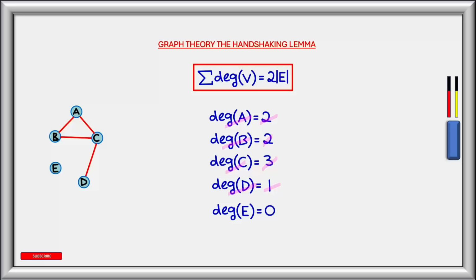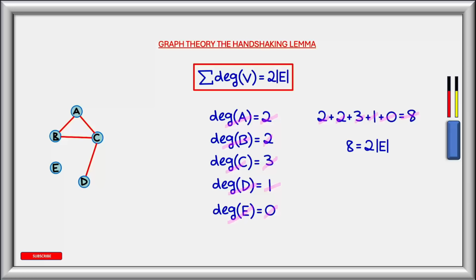And server E is sitting in the corner and it's not connected to any other server. So its degree is 0. And if we add these numbers up to get the sum of the degrees of the vertices, we have 2 plus 2 plus 3 plus 1 plus 0, and that equals 8.